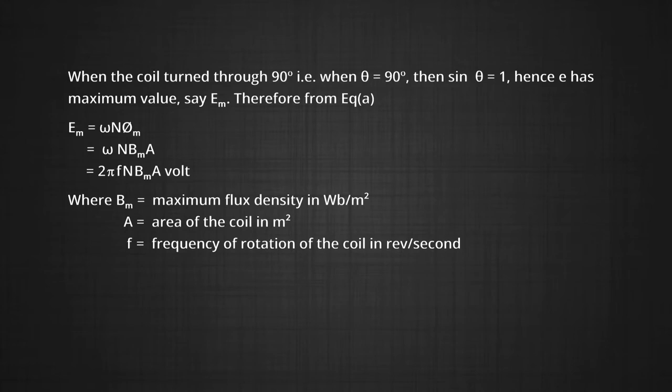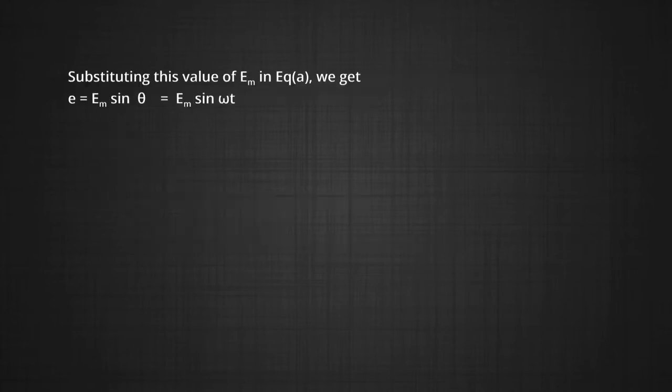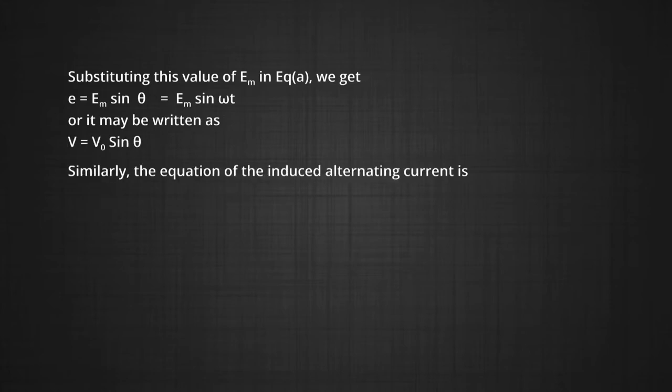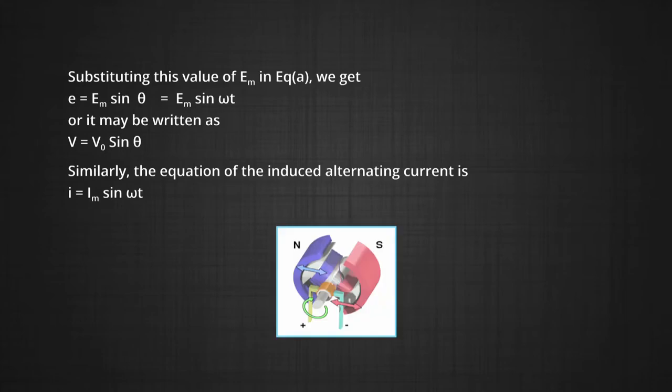If we substitute these values, then E is equal to Em sin theta, which is equal to Em sin omega t, or it may be written as V is equal to V naught sin theta. Similarly, the equation of induced alternating current is, as we have seen, I is equal to Im sin omega t. If we look at that diagram, where we have a magnet, and in between the magnet there is a coil, we can see the direction of rotation of the coil, which is producing alternating voltage.